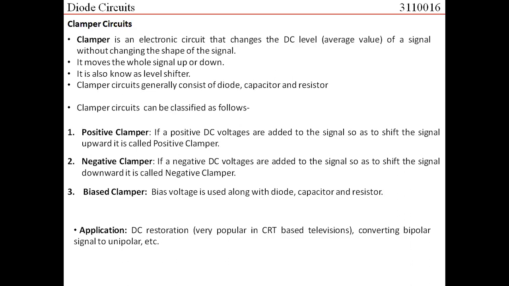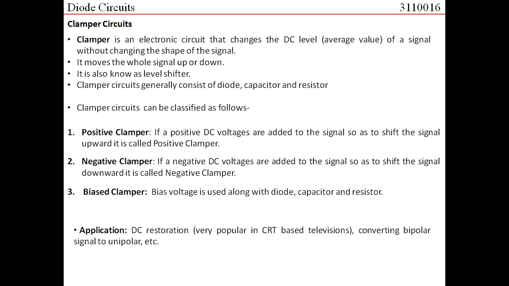When you study transistor based amplifiers, you will see that because of capacitive coupling, the DC from the signal gets removed. So to restore such DC, clamper circuits are used. They were very popular circuits in CRT based television. Another example where clamper circuits can be used is converting a bipolar signal into a unipolar signal.